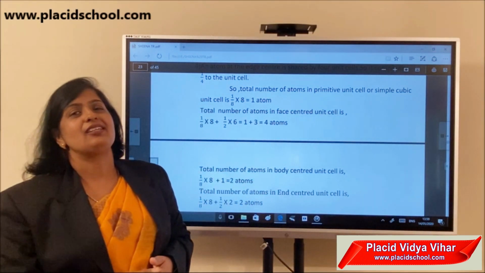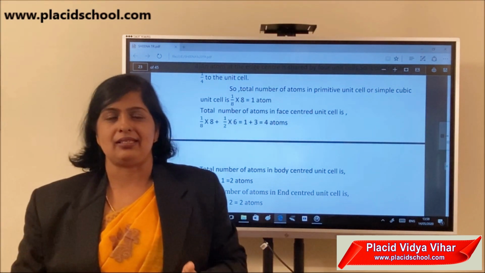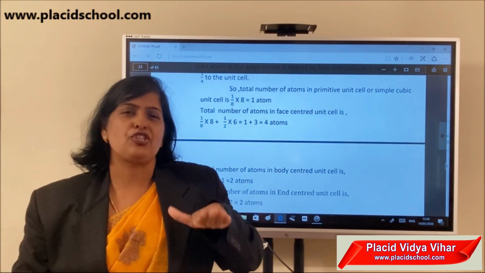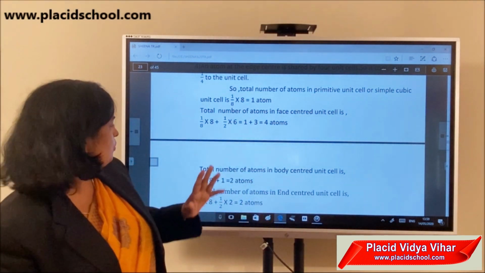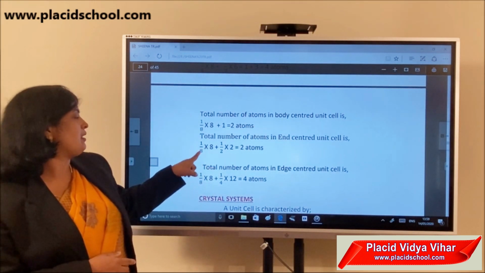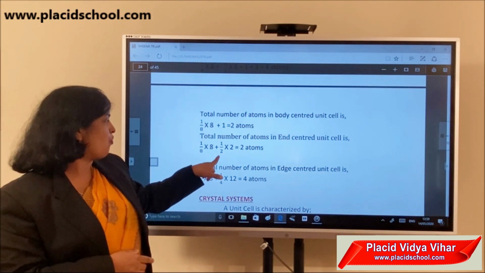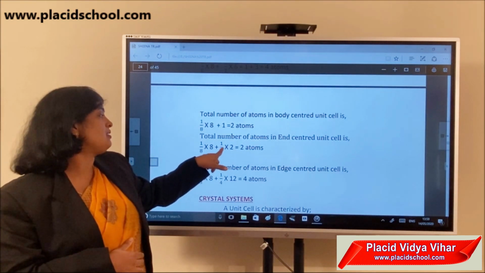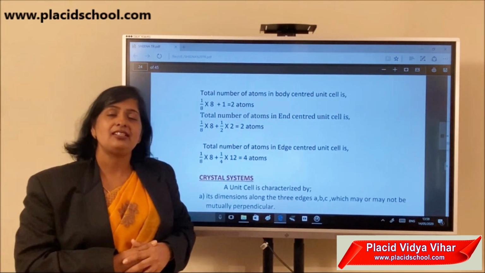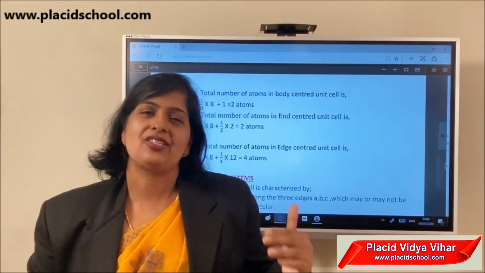In end-centered unit cell, particles are seen at all the 8 corners, plus particles are seen at the center of any 2 faces, which are in the opposite position. So, in end-centered unit cells, the total number of atoms is the corner atom 1/8 into 8 plus the face center atom 1/2 into only 2 faces, so that is into 2, which is equal to 2 atoms. In edge-centered unit cells, particles are seen at all the 8 corners plus at the center of the edges.